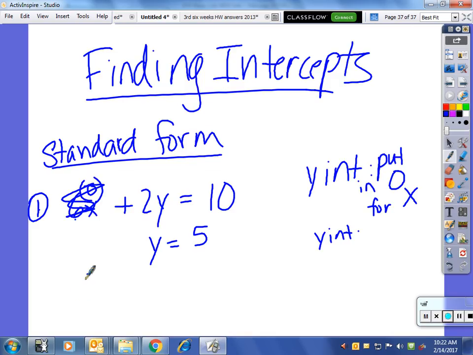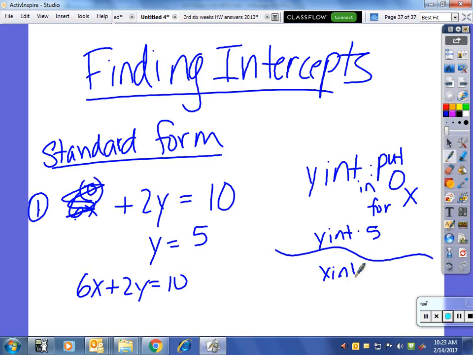Okay, now let's go back to the original equation. 6x plus 2y equals 10. I found the y-intercept is 5. Now I got to find the x-intercept. Well, when do x-intercepts happen? When the y is 0.